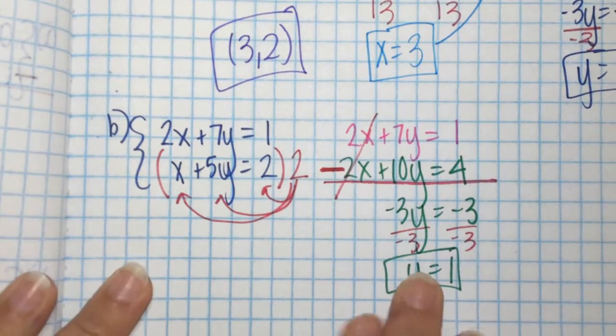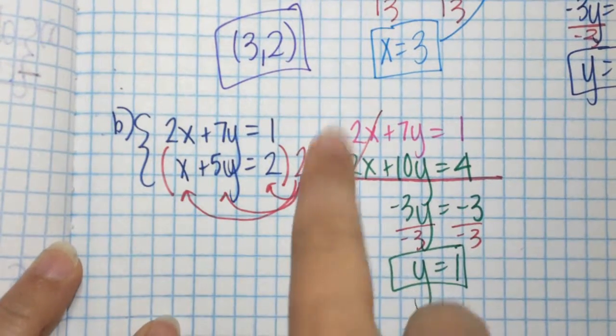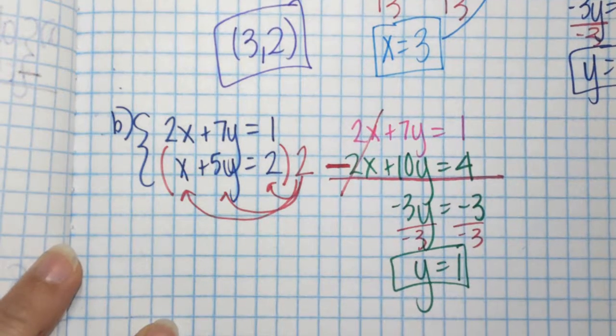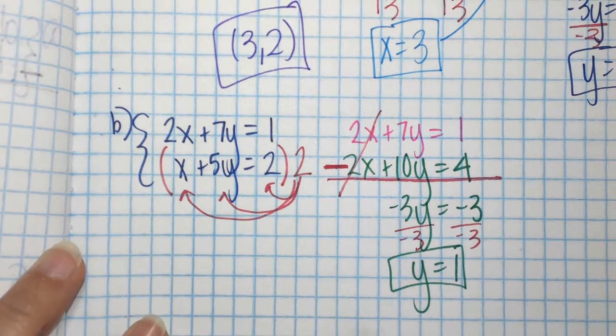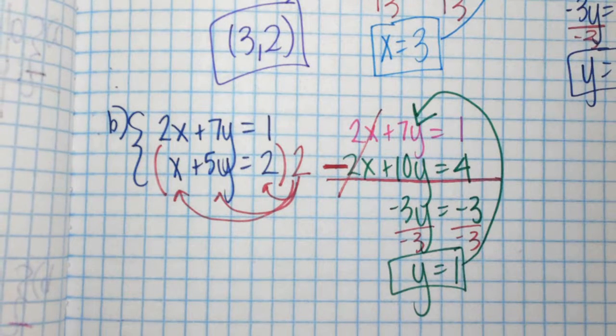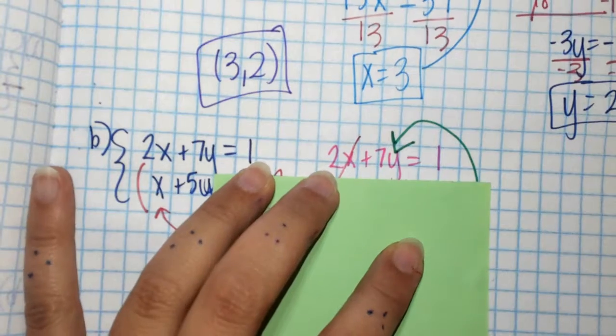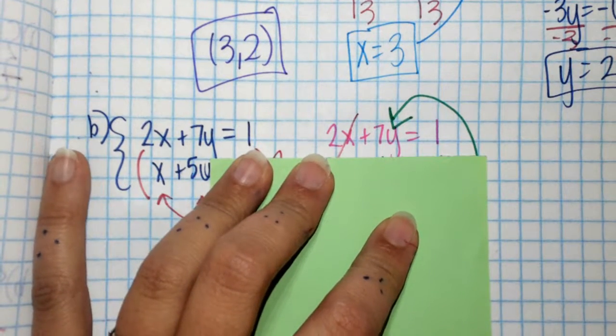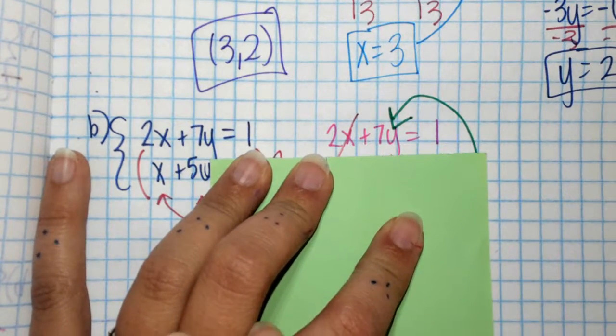Okay. Now, we're going to take y, and we're going to plug it in. Do y'all want to plug it into the top or the bottom? Top. Okay, so let's take y, and we're going to plug it in right here. Now, why are we replacing y? y equals 1. And what are we replacing y with? 1. Good. Alright, so we're going to write what? 2x plus 7 times 1 equals 1.